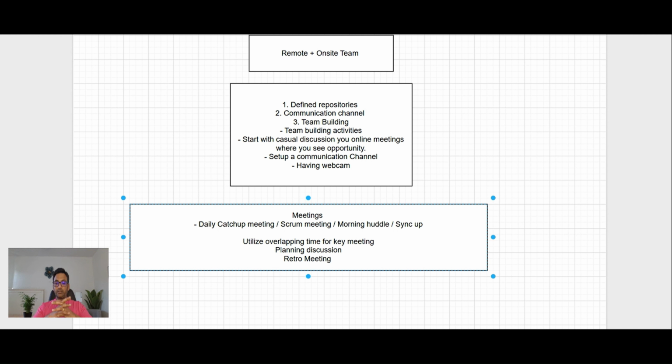The retro meeting is the most important meeting. If there's overlapping time, fine. Otherwise, find ways. For example, you can ask one group to stretch their hours for a day or two for these meetings, and then keep rotating so next time it's someone else. If you can do it, these key meetings should be joined by everyone.